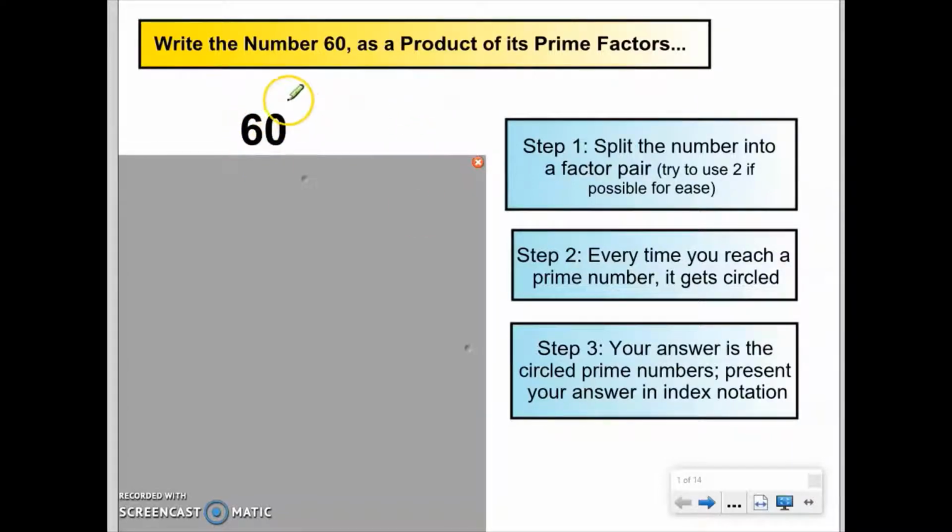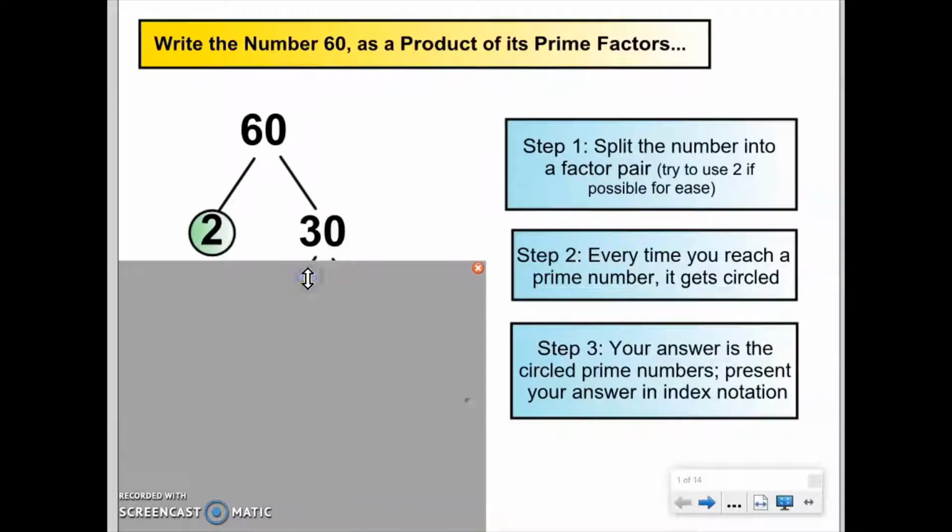Okay, so here's the process of presenting a number as a product of its prime factors. If we start with the number 60, we're going to take this number and divide it into two factors, so two numbers that multiply together to give us 60. I've used 2 and 30. You could have used 4 and 15, or 10 and 6, and your factor tree, which is what we're producing here, would have looked slightly different, but your final answer will be the same. I have noted here that if you use the number 2 as one of your factors, if it is possible, it just makes the calculation a little bit easier.